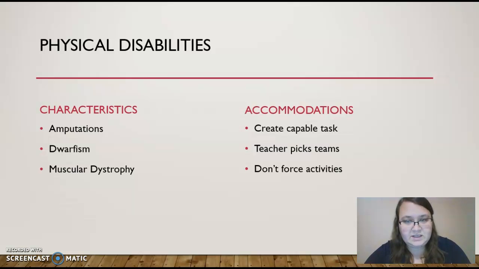Letting the teacher pick teams is helpful, because then the other kids can't single them out and not pick them because of their disability. And don't force them to do activities. Let them be the judge of where they're comfortable in the class with certain tasks. Eventually, they're going to be more reliant on you for tasks that you set in the lesson, and they'll trust you more. They know you'll be there to help them even when they know they cannot do it.